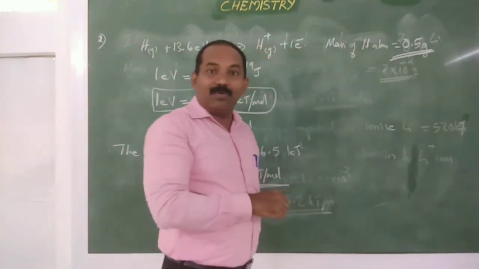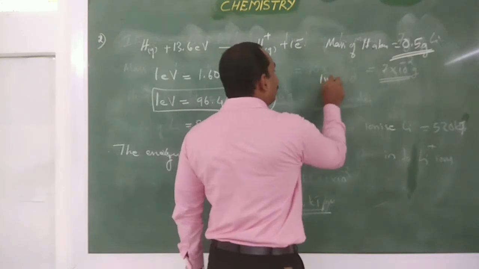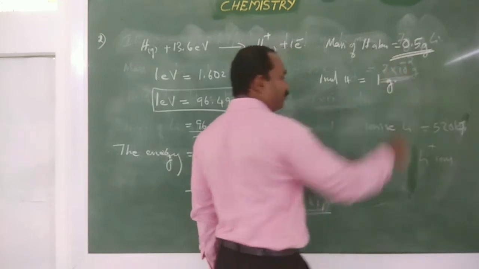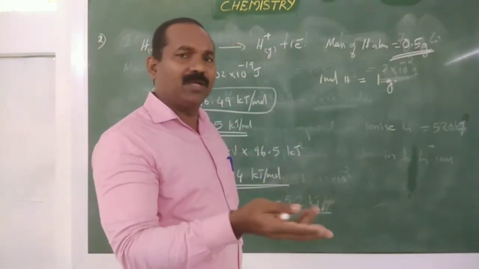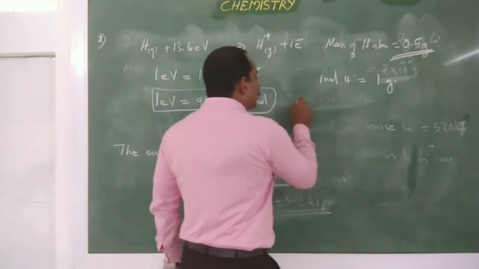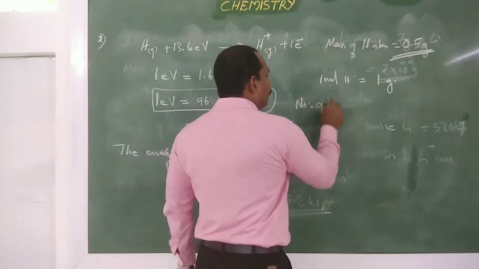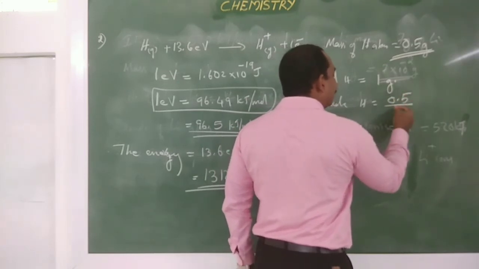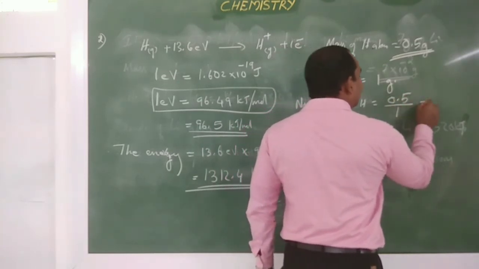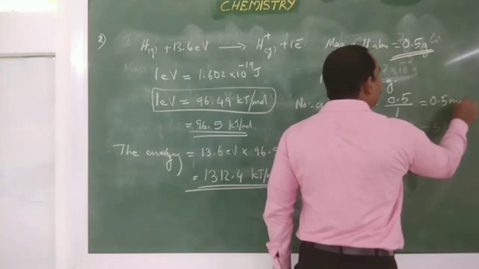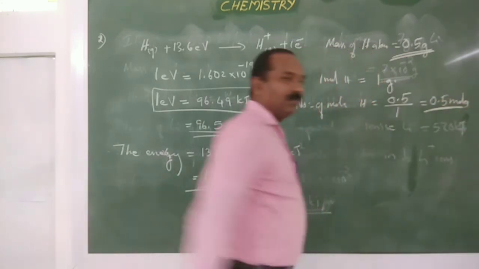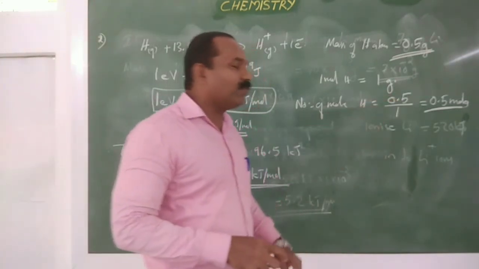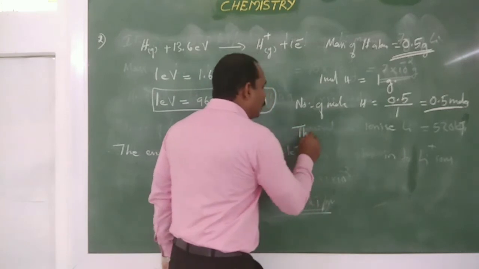We don't have 1 mole, we have only 0.5. 1 mole of hydrogen is equal to 1 gram, or 1.008, you take it as 1. The number of moles of hydrogen is equal to 0.5 divided by 1, that is 0.5 mole. 1 mole requires this much energy, so what about 0.5 moles? The energy required.